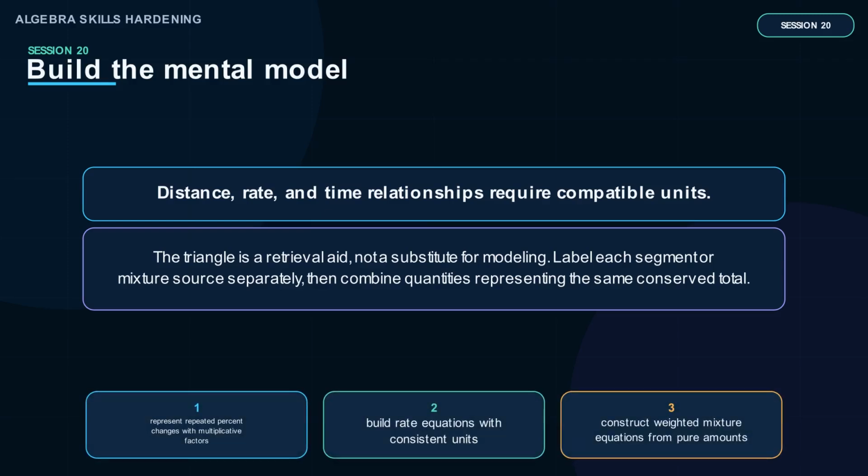The key distinction is this. Represent repeated percent changes with multiplicative factors. Then, connect it to the second goal. Build rate equations with consistent units. Correct methods begin with correct interpretation. When a problem looks different, look for the same mathematical structure instead of an identical example. That transfer makes the skill durable.